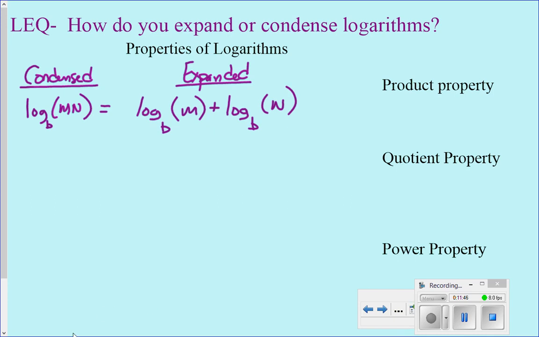We also have the quotient property, which was the second property we looked at. And again, you can sort of tell just by looking which one's the condensed and which one's the expanded. The condensed form, again, I'll use base b because it could be any base, is the division of the two numbers. And it's one single logarithm. The expanded form has two logarithms being subtracted.